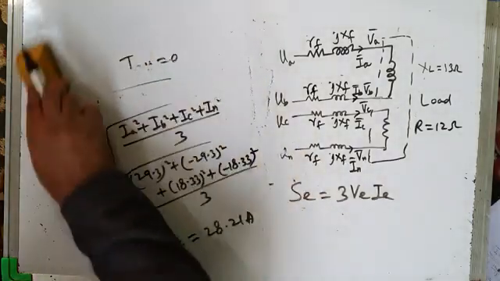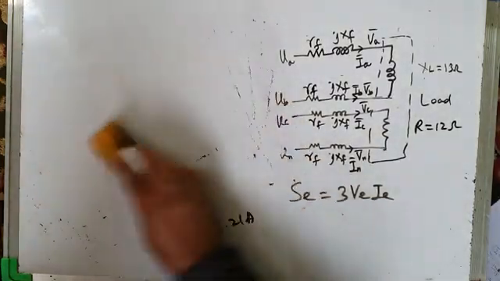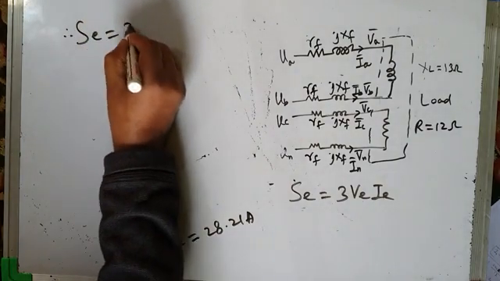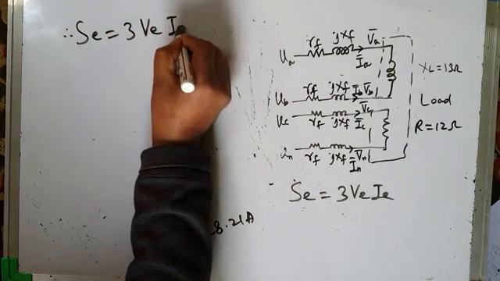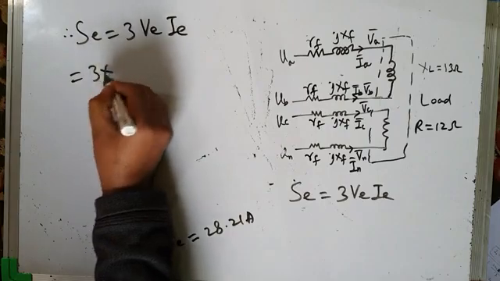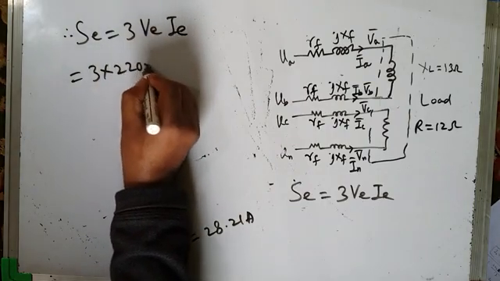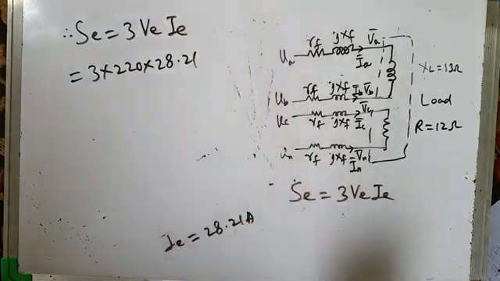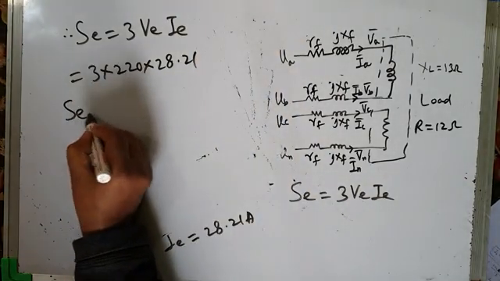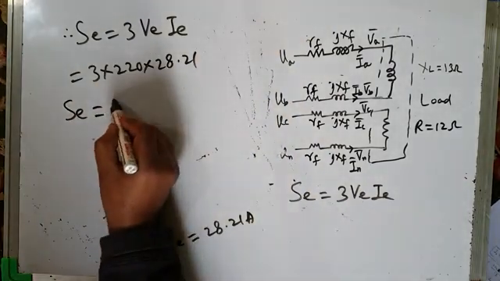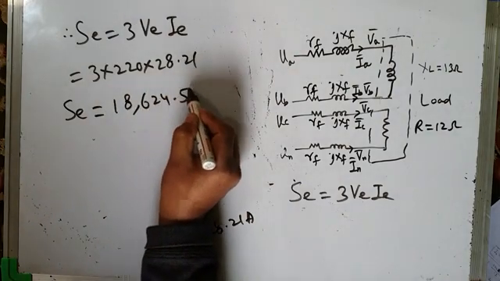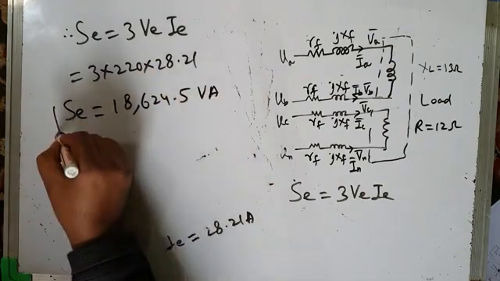I advise all of you to verify these figures, check these figures. So therefore, effective apparent power will be 3 VE IE. That is equal to 3 into VE, which is 220 volts, into IE, which we just found, 28.21 amps. That will give the effective apparent power, and it comes out to be 18,624.5 VA. And this is the highest of all.